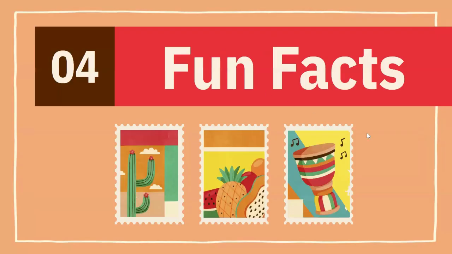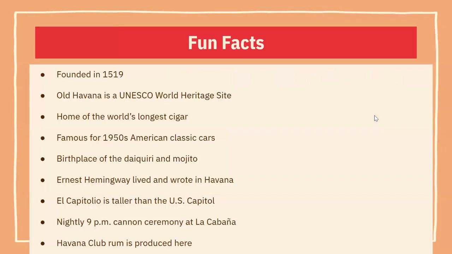A couple of fun facts about Havana, Cuba. Founded in 1519. I'm not sure what that's referring to, but I believe it means that Havana was founded in 1519. Old Havana is a UNESCO World Heritage Site. It's home to the world's longest cigar. I'm sure you guys have heard of Cuban cigars. They are known for that. They make the best cigars.